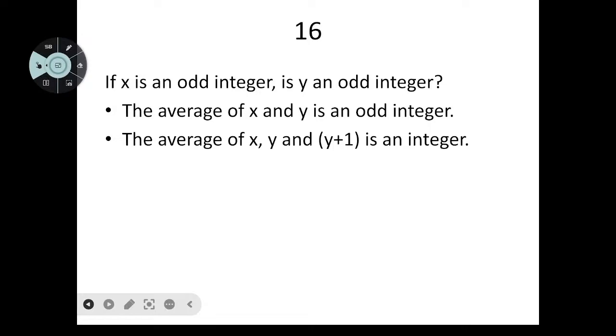If X is an odd integer, is Y an odd integer? Two statements are given. I'll give you one more minute because it is a little difficult to understand.